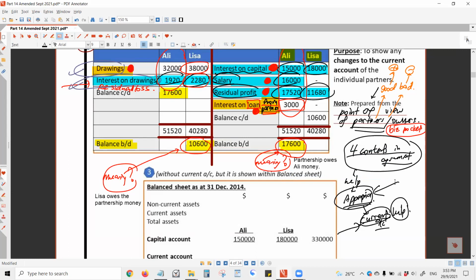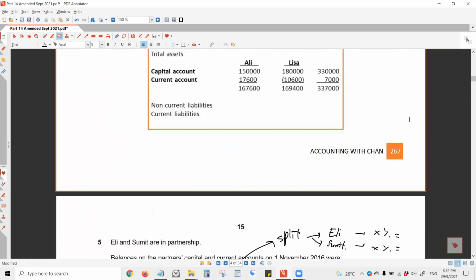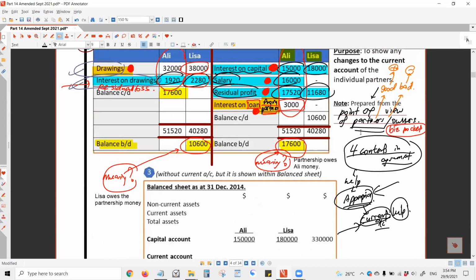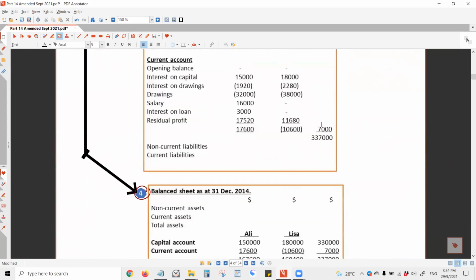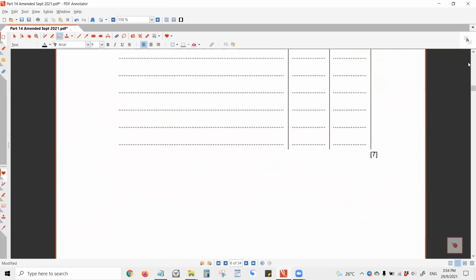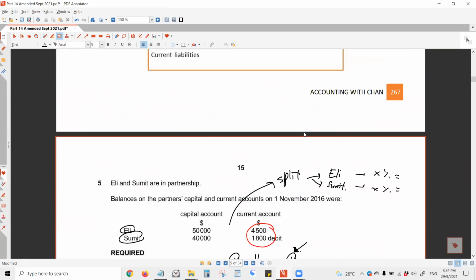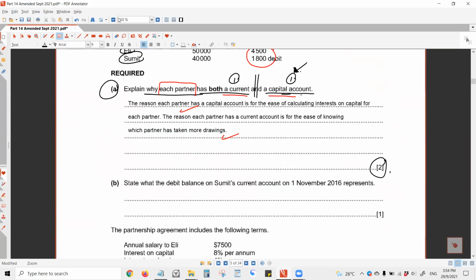Now let's see the relevant questions. So that's it for current account. You have known everything you have to know about current account. After that, we look at SOFP later. I show you the question. Look at page number 268, question B.